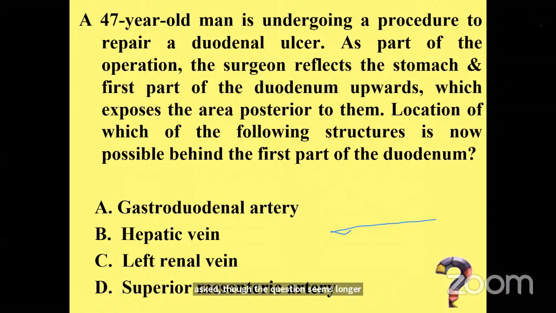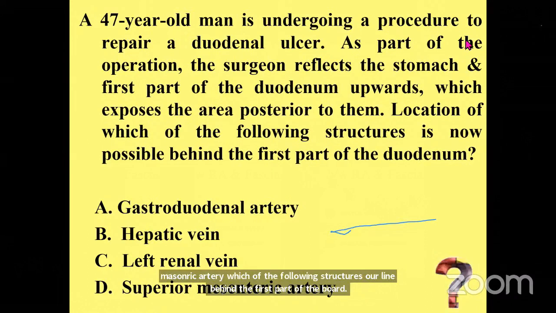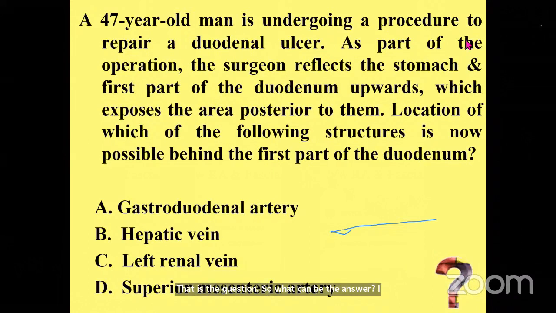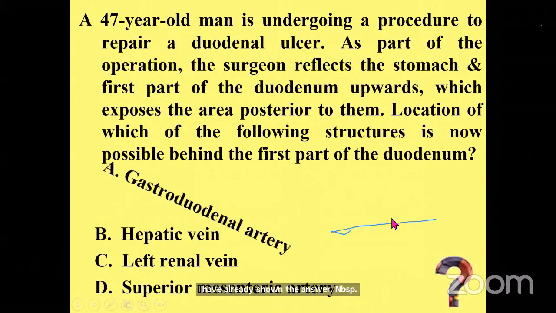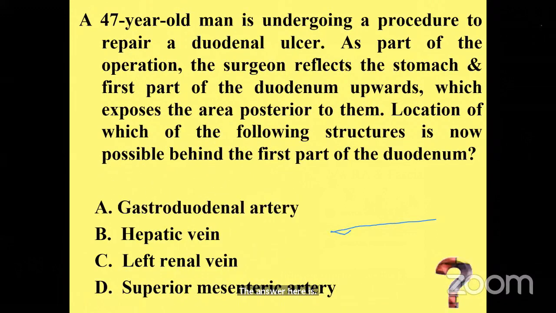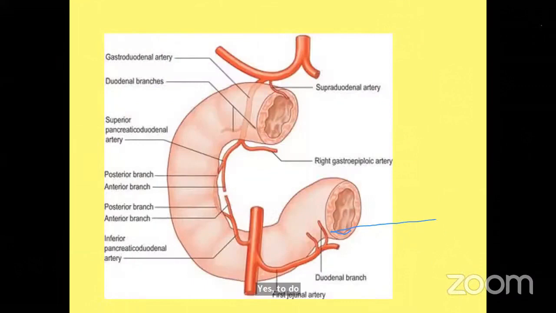The options which we have here are the gastroduodenal artery, hepatic vein, left renal vein, superior mesenteric artery. Which of the following structures are lying behind the first part of duodenum? That is the question. So what can be the answer? I think I have already shown the answer. The answer here is gastroduodenal artery. So let's see how this gastroduodenal artery is lying here.